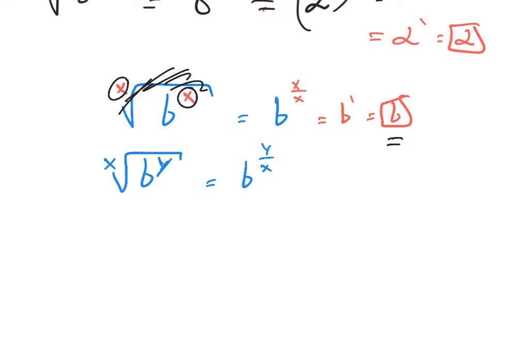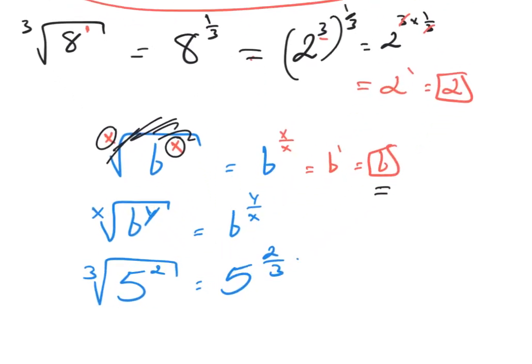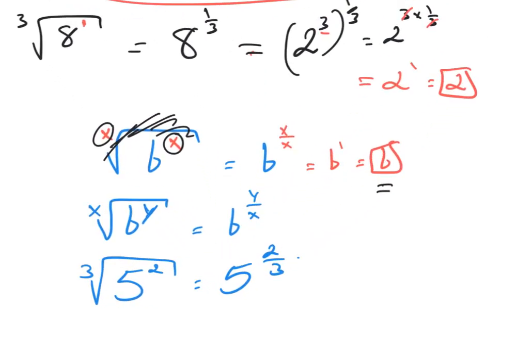And let's get some examples here. Let's suppose I have, for example, the third root of 5 squared. That's going to be 5 to the 2 over 3, right? So as long as we can use the rule here, you can use it for any example. It's not going to be a problem, all right?